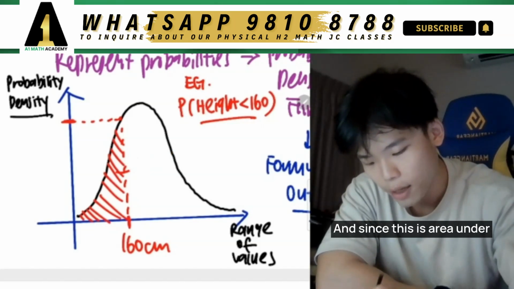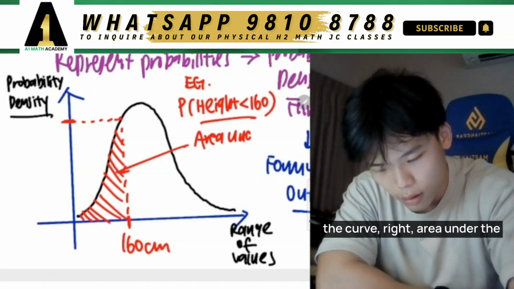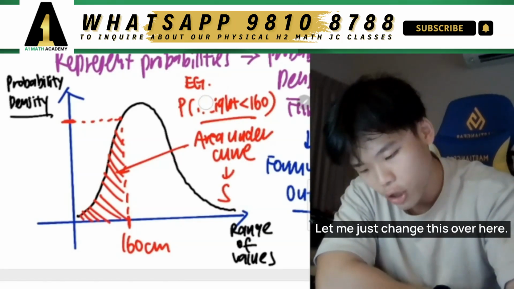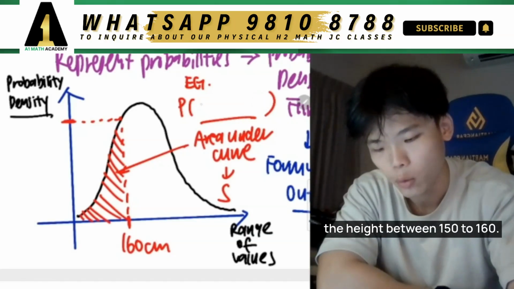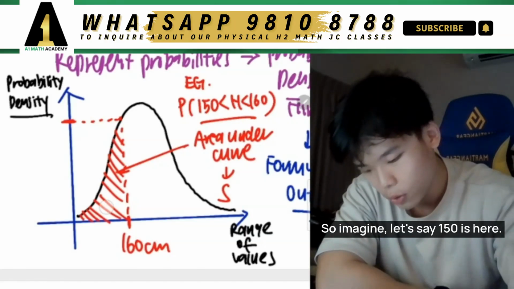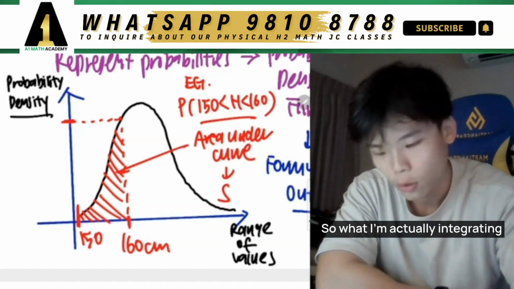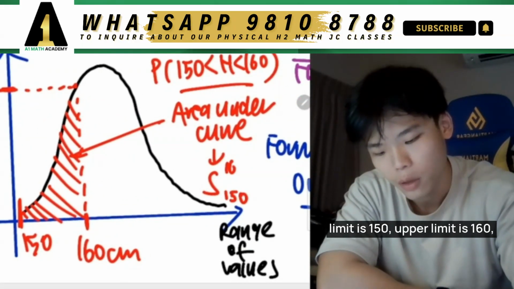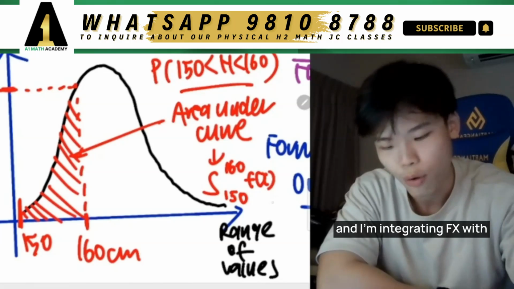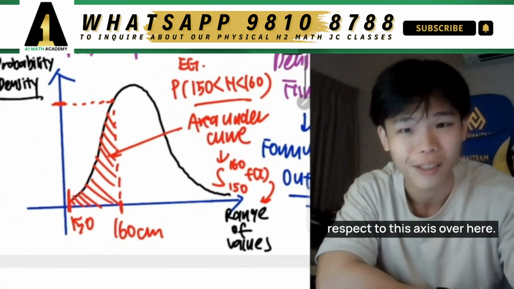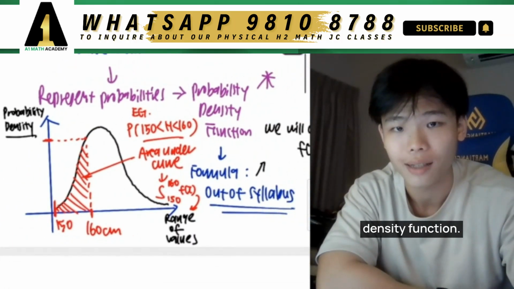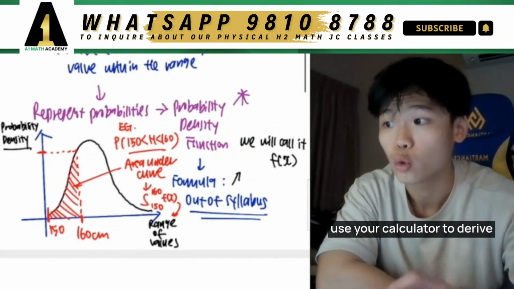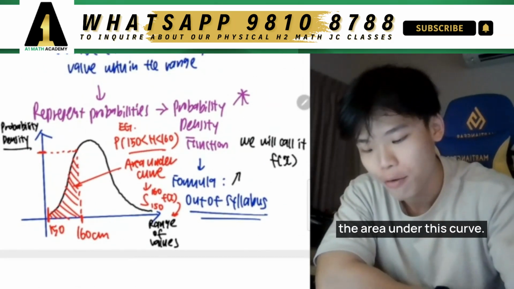And since this is the area under the curve, the concept behind this is actually your integration. Let me just change this over here. Let's say I want to find the height between 150 to 160. So imagine 150 is here. What I'm actually integrating on my curve would be: lower limit is 150, upper limit is 160, and I'm integrating fx with respect to this axis over here. So that is your probability density function. So once again, you don't need to know the function, you just need to know how to use your calculator to derive the area under this curve.